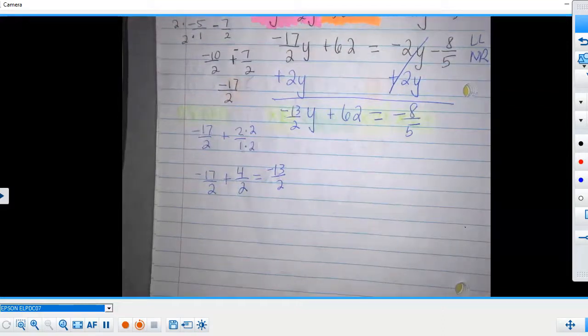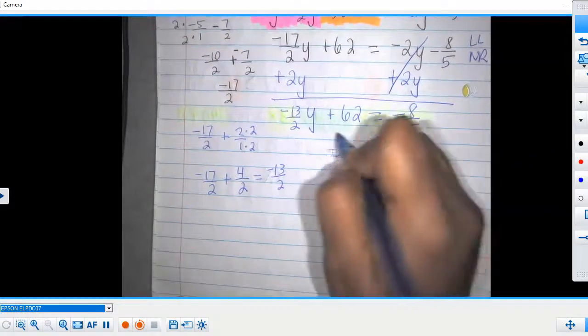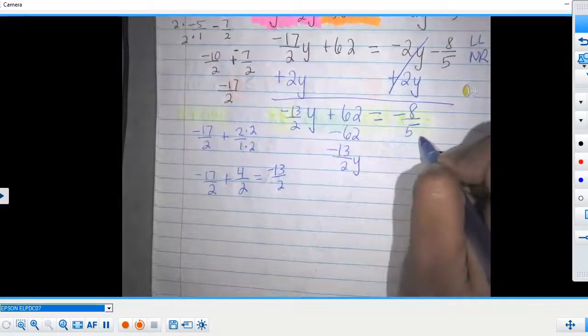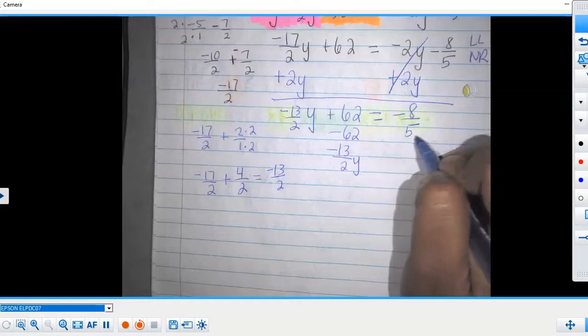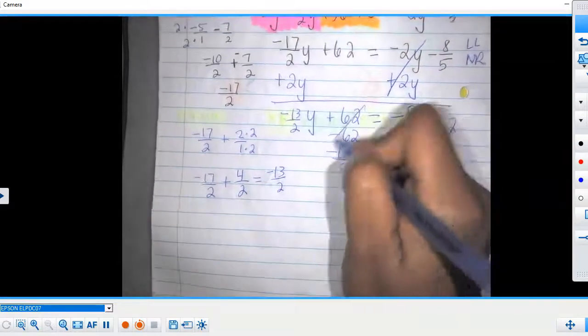And the last step is drop this down. And I'm going to subtract 62. So it's messy. And I'm going to put it over here. Minus 62.